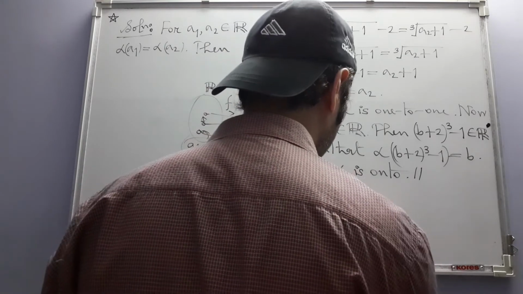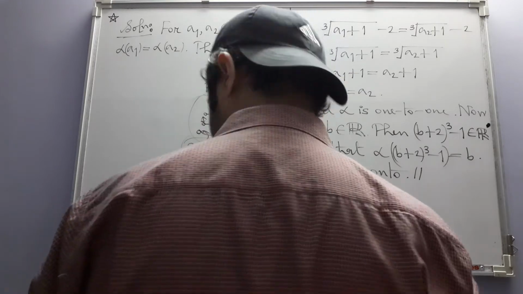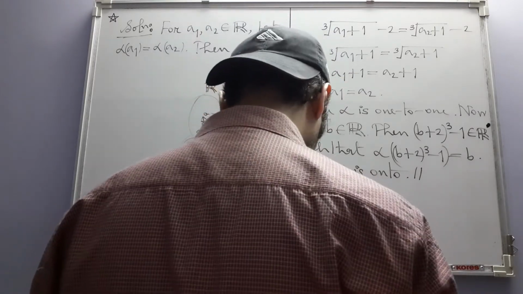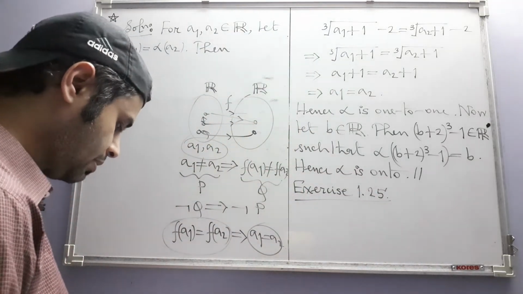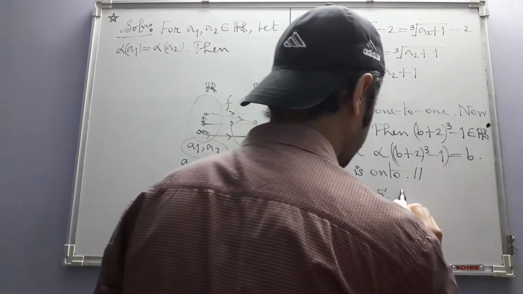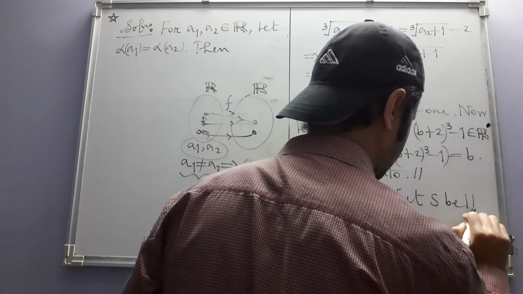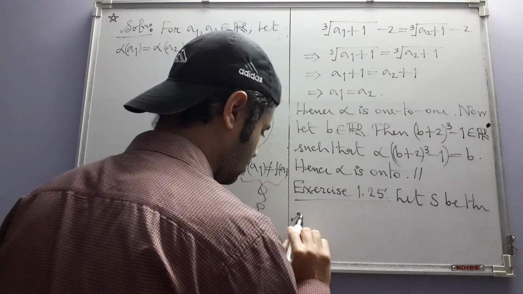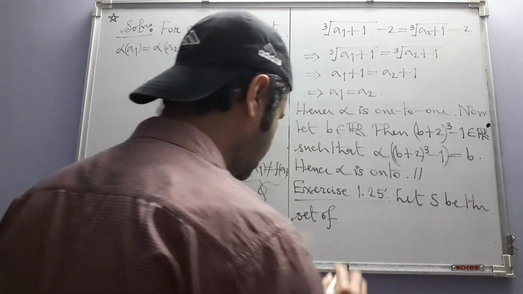Next, exercise 25. Let S be the set of real numbers and T be the set of positive real numbers. S be the set of all real numbers.